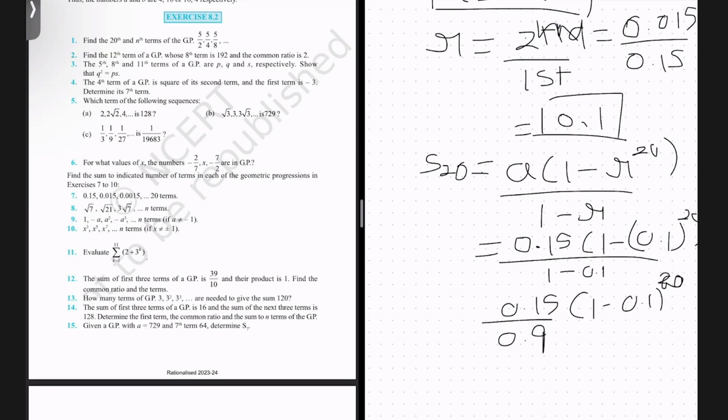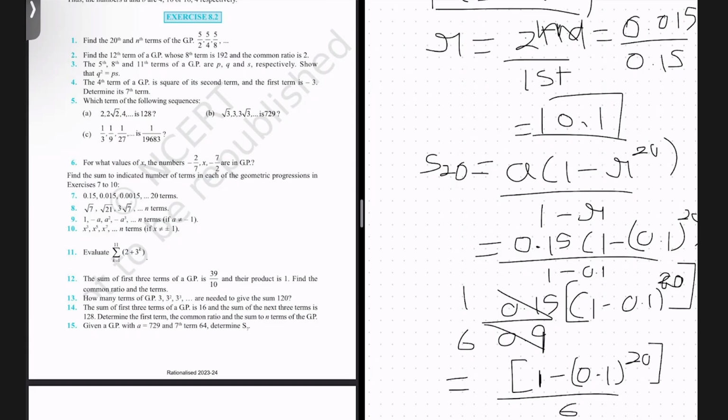As you can very well see, 0.9 is nothing but 0.15 into 6. So I can cancel these out, I can say 1 and I can say 6 here. So the final sum that I'm left with is (1 minus 0.1 raised to the power 20) divided by 6. That is going to be my sum up until the 20th term.